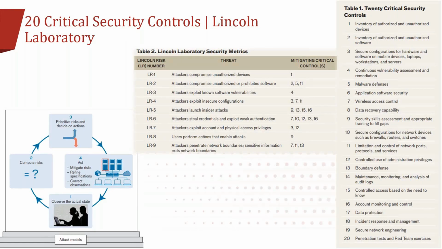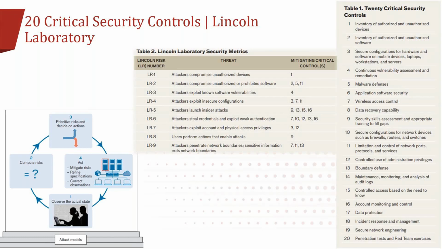Then act, or let's say implement controls around it. That is the risk management. So what they came up with is around 20 critical security controls. They say that if you have any type of threat inside the organization, you can manage it with one or two, or three, or a combination of these security controls. For example, if any user is performing actions that enable attacks, go ahead and see the ninth critical security control, which is security skills assessment and appropriate training to fill gaps.